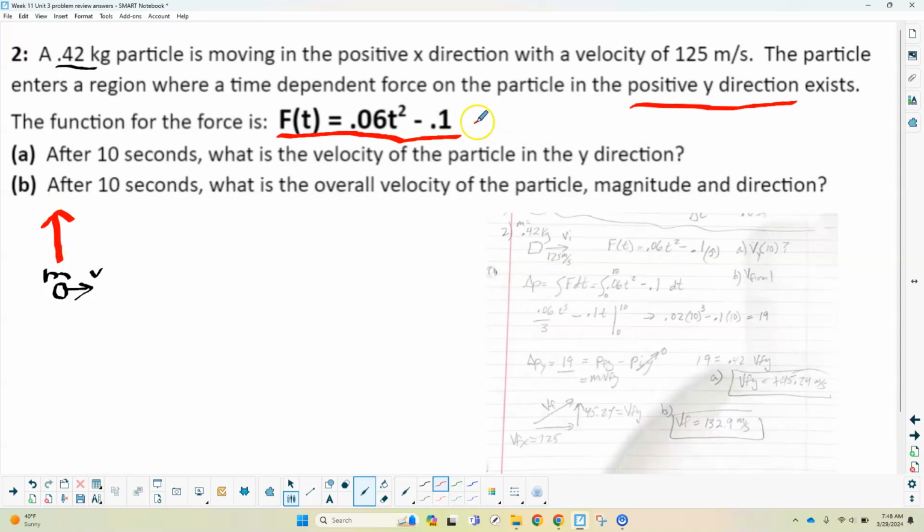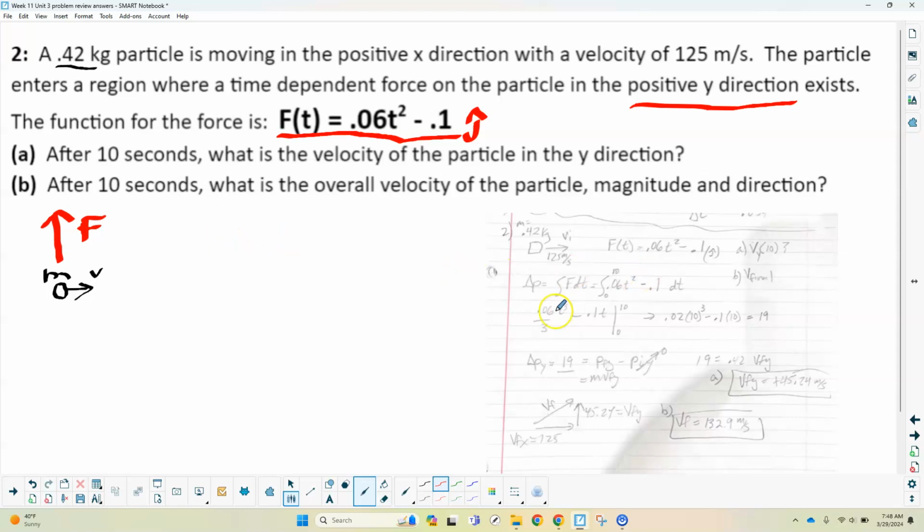If you want to write this as a J vector, you could. I kind of avoid that notation and just think about the ideas. So they give you this force, and it says after 10 seconds, what's the velocity in the Y direction? First off, this force is not going to make it speed up or slow down in the X direction. It's just pushing it in the Y, so it's going to turn. So the initial velocity in the Y was nothing.